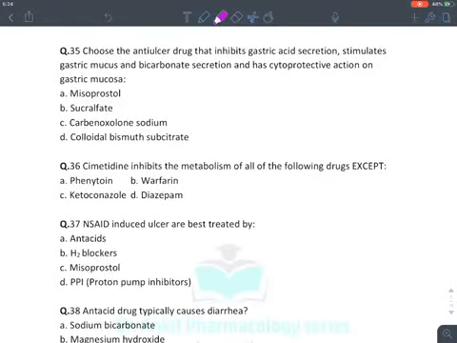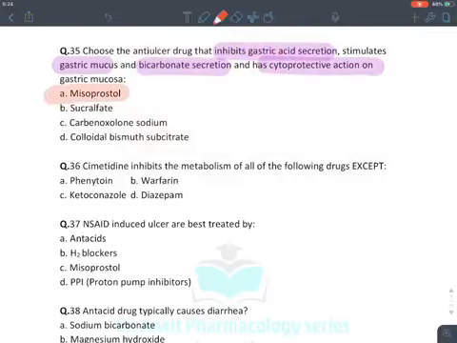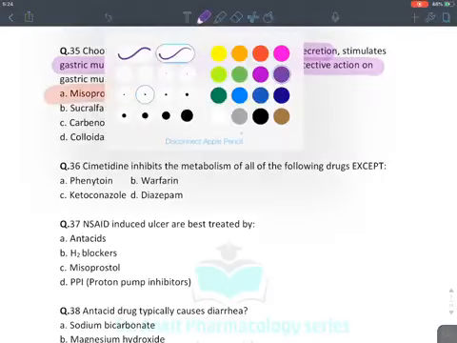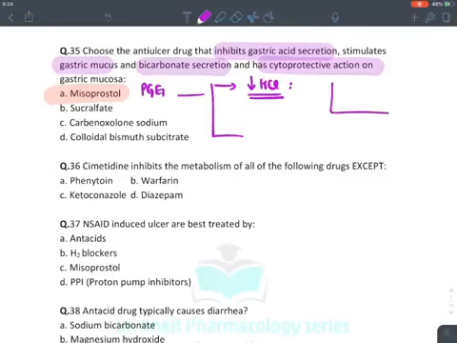Choose the anti-ulcer drug that inhibits gastric acid secretion, stimulates gastric mucus and bicarbonate secretion, and has a cytoprotective action on gastric mucosa. That means everything. The answer for this question is misoprostol. Okay. Now remember, misoprostol is a PGE1 analog. It reduces HCl production. How does it reduce HCl production?